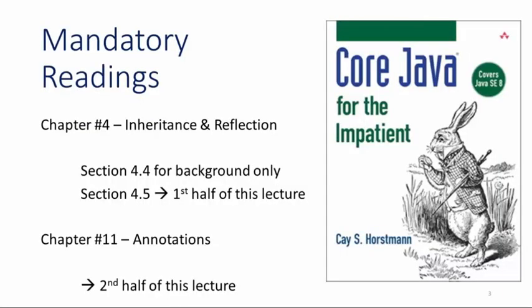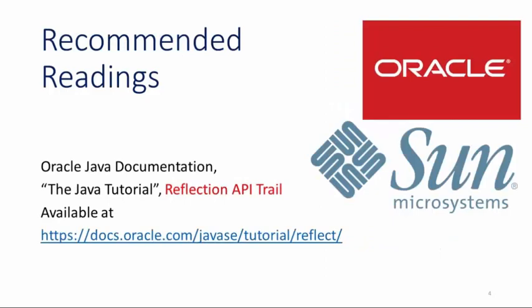All right, so mandatory readings. I give you again the fragments from the textbooks that are relevant to this part. Section 4.4 I would say for background only. We're not going to go really in depth in that material in the lectures. Section 4.5 is going to correspond to the first half of this lecture, which is reflection. And then chapter 11 on annotation is going to cover the second half of this lecture in more detail, actually. Okay? So this is actually your reading to-do list for this module.